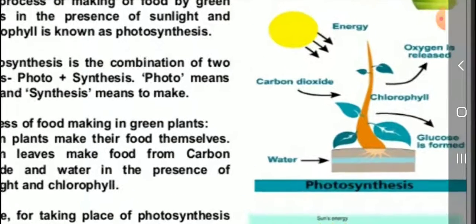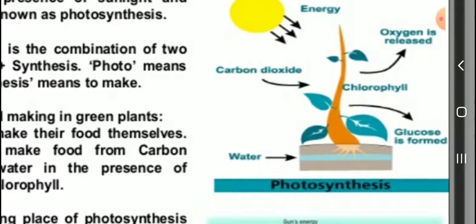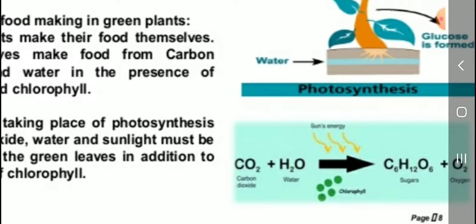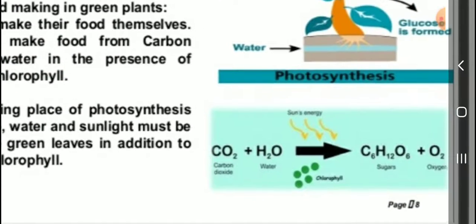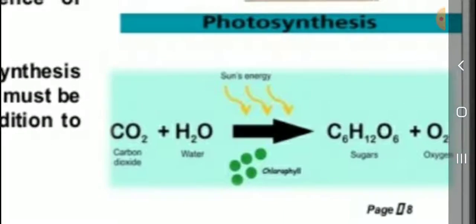See the picture, students. Photosynthesis: energy to the plant, chlorophyll, carbon dioxide enters, oxygen is released, glucose is formed, then water. See the equation, it is a very important equation. See the picture of photosynthesis in your book also.